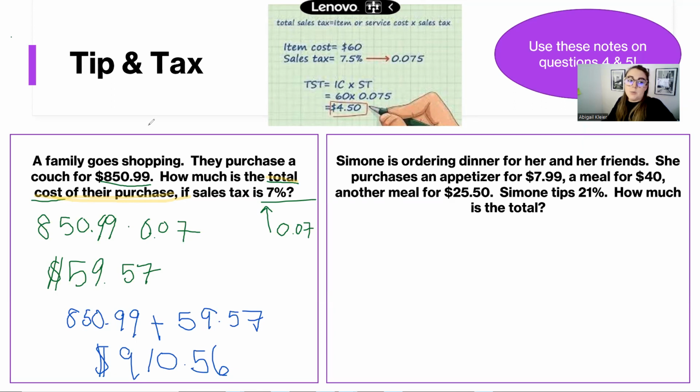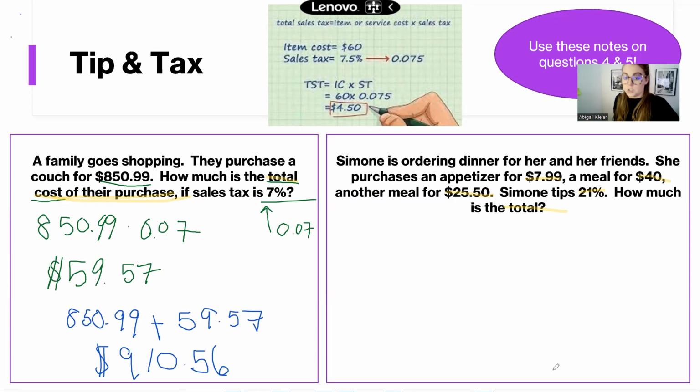Here's our next sample question. So again, this will be helpful for questions 4 and 5. Simone is ordering dinner for her and her friends. She purchased an appetizer for $7.99, a meal for $40, and another meal for $25.50. Simone tips 21%. How much is the total? So this is definitely a multi-step problem. We have a lot of steps to do here.